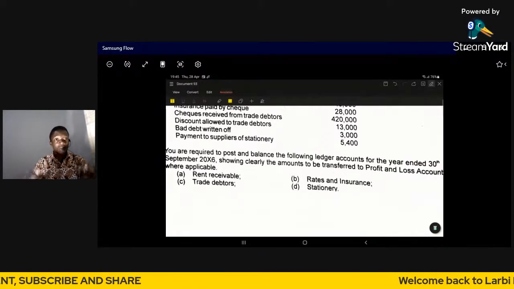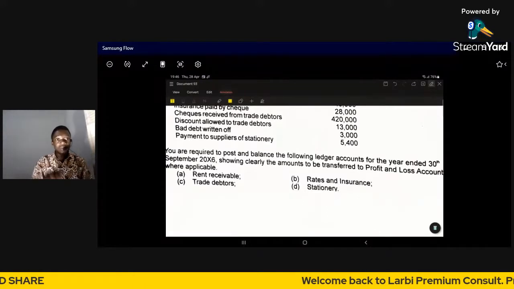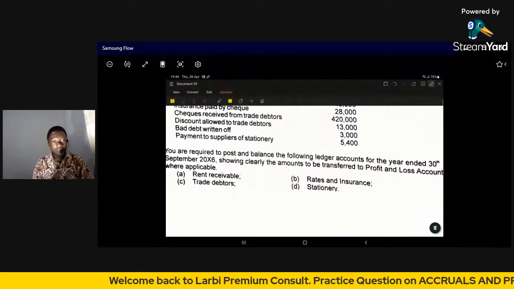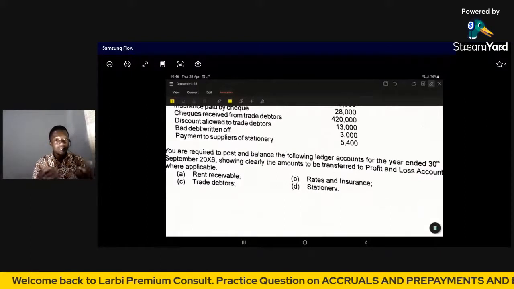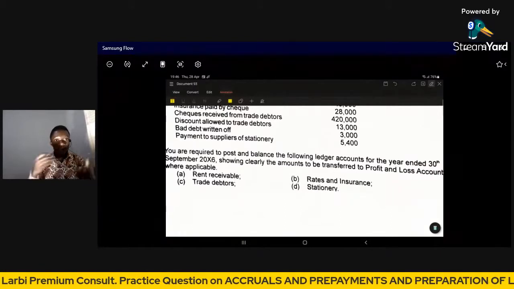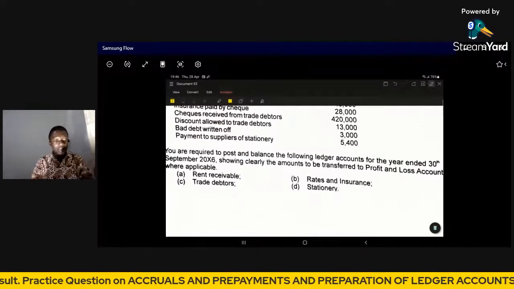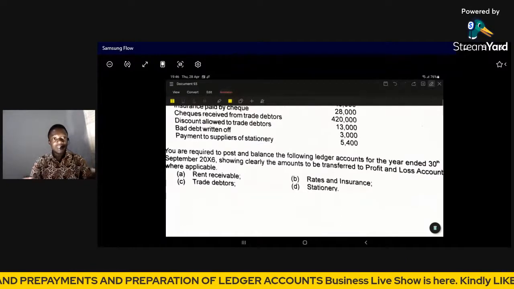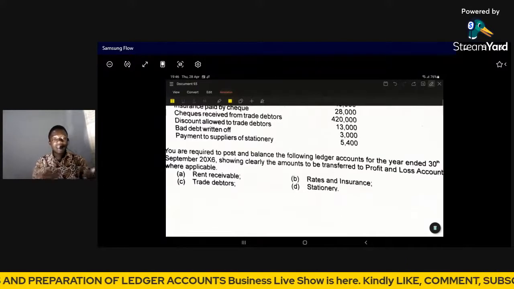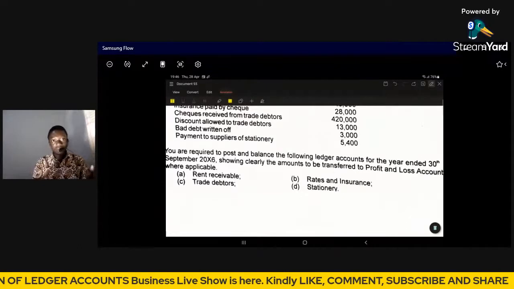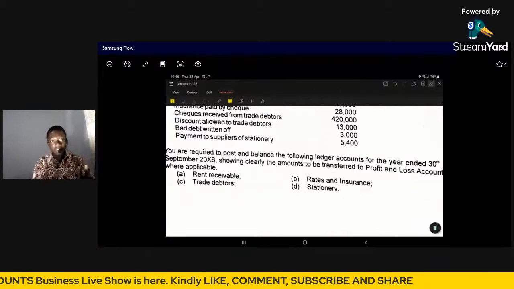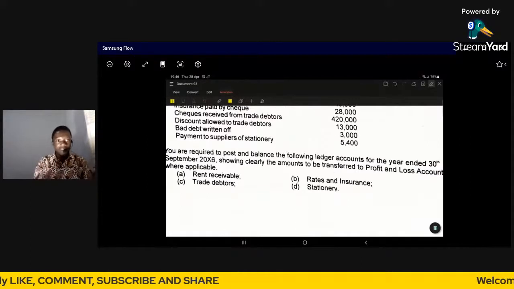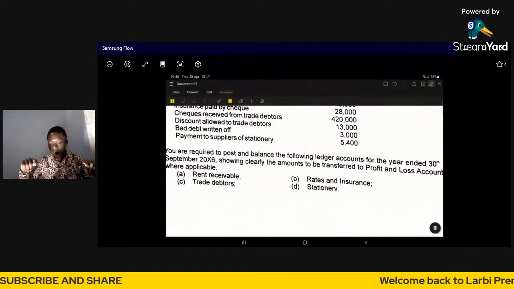So here is all about our double entry: debit the receiver, credit the giver. Any party who gives is going to be credited. As I already indicated, when it comes to double entry, you assume that we have human beings at play, exchanging transactions, where one is giving and another is receiving. So that is the concept that is going to apply: debit the receiver, credit the giver.